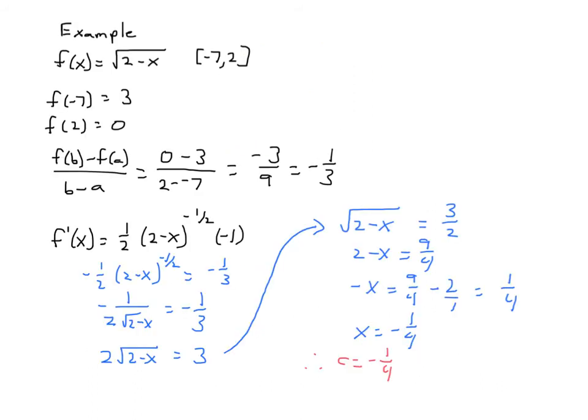Now let's look at an example involving the mean value theorem. In this case, f of x is going to be the square root of 2 minus x on the closed interval from negative 7 to 2. So the first thing I have to do is determine, is this thing continuous and differentiable on that interval? And in this case, it is.